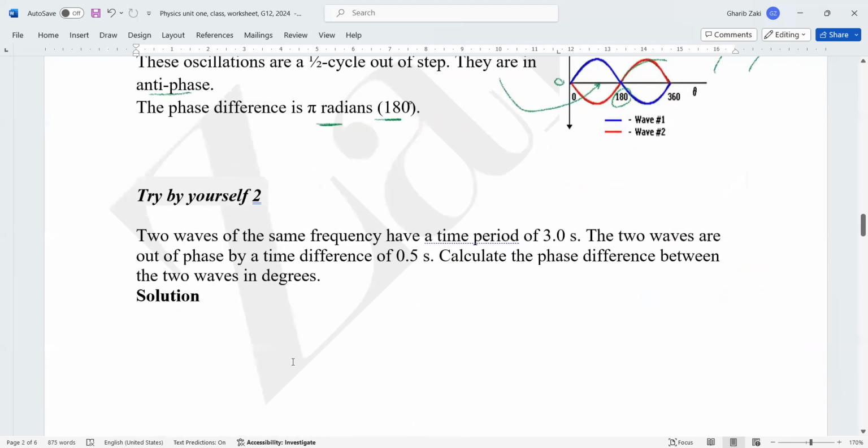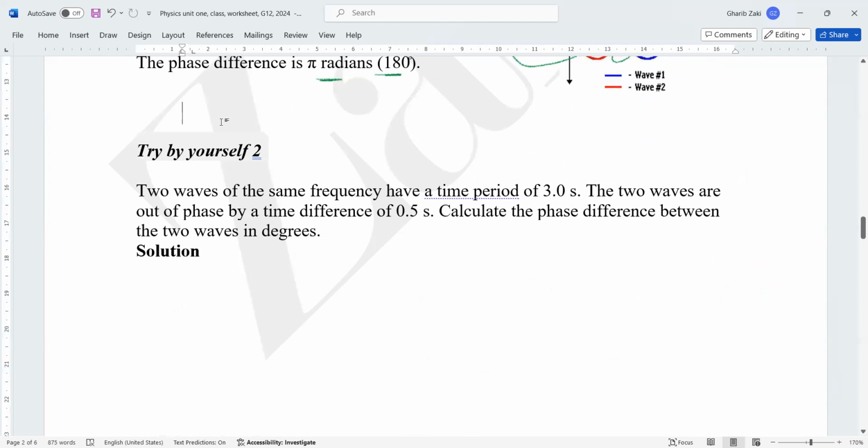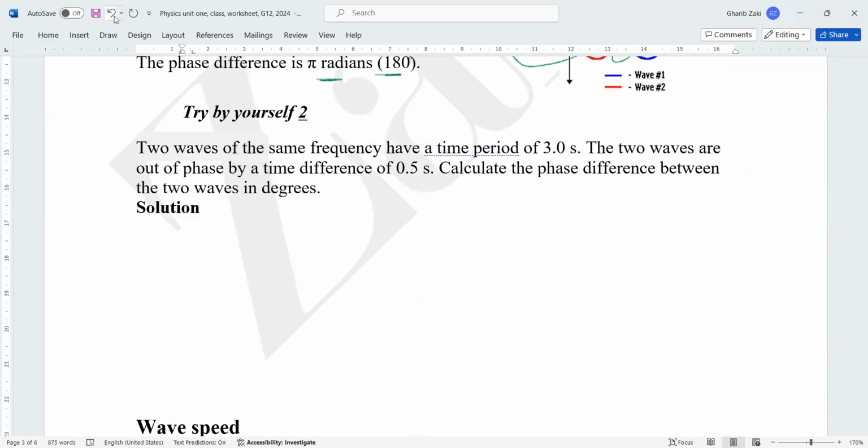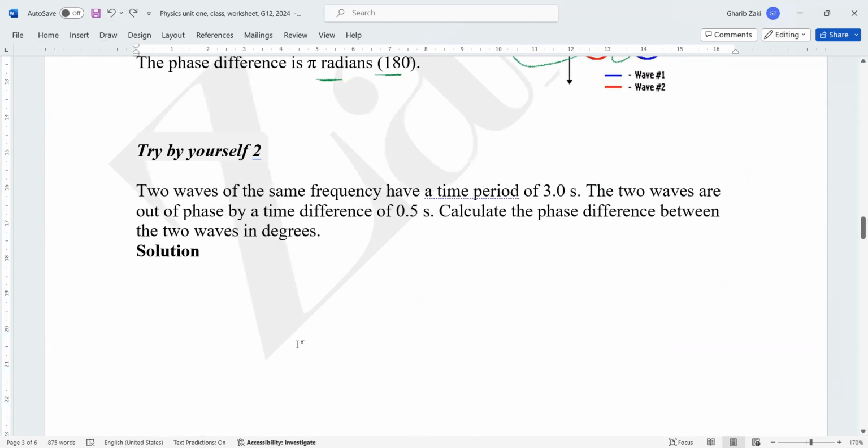Ready? Now, try to solve this question, please. Try by yourself. Two waves of the same frequency have a time period, so this is T capital, T capital here is 3 seconds. The two waves are out of phase by a time difference of 0.5 seconds. So this is t small, 0.5 seconds. Calculate the phase difference.